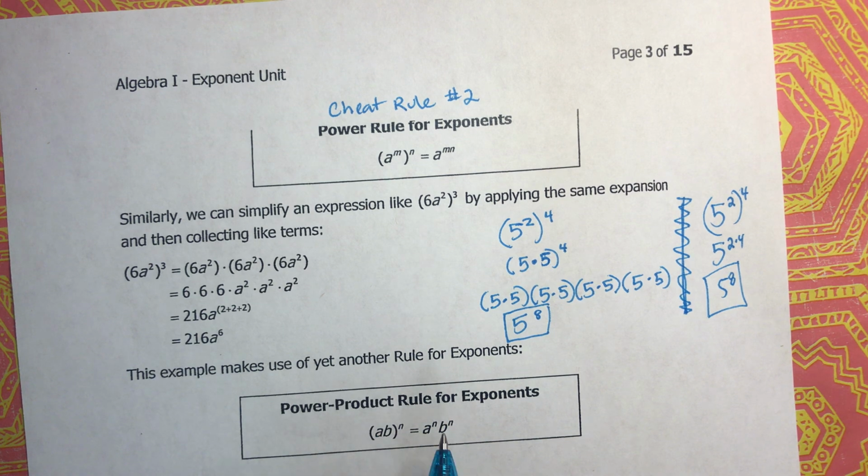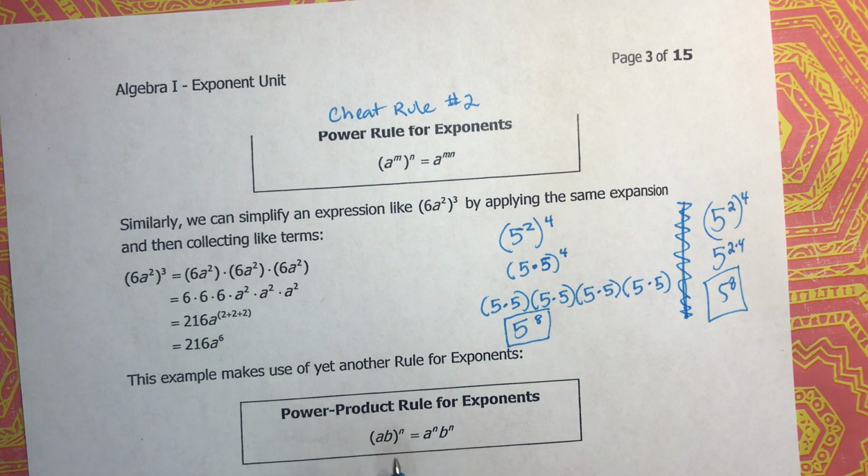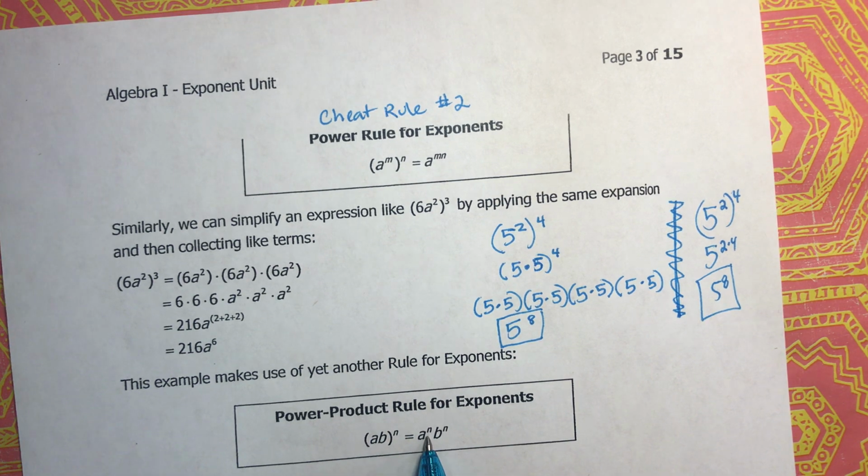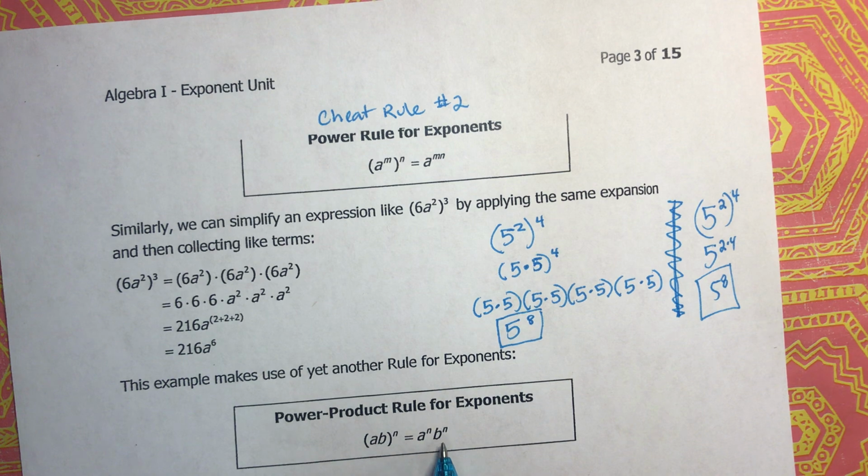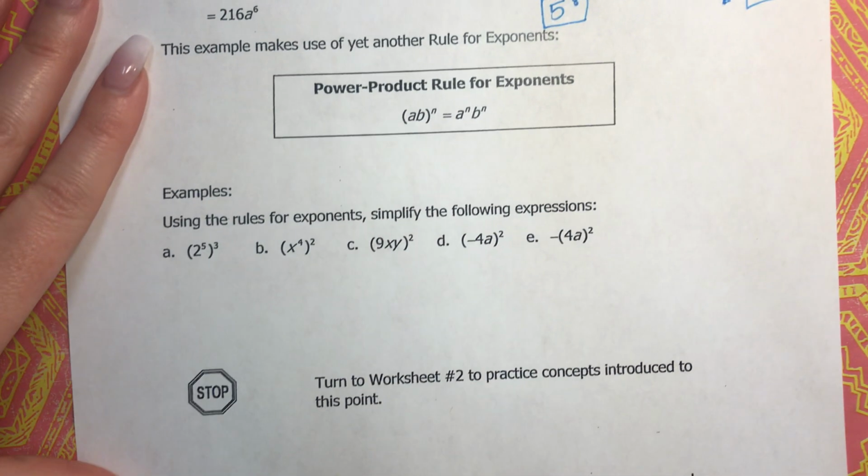So power product rule for exponents, which just states if you have things that are in parentheses, a, b, right? And it's raised to the nth power, n goes to a and n goes to b. So this is the same thing as a to the nth power and b to the nth power. All right, let's look at a few examples here.